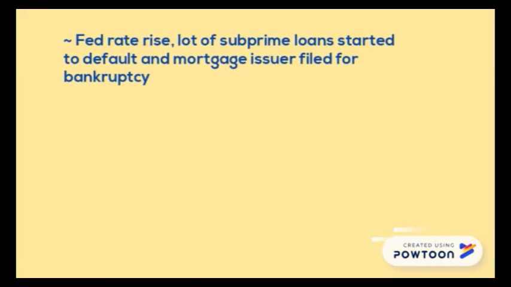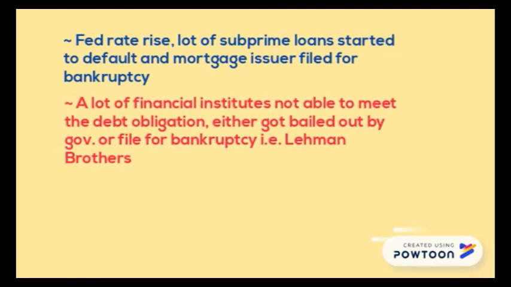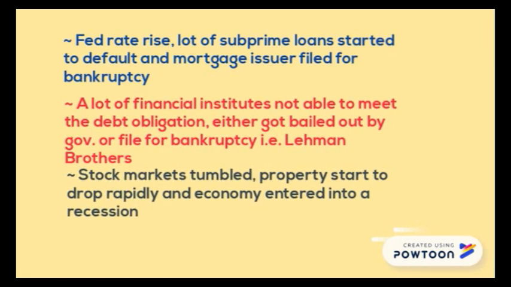When the Fed rate started rising from 2004 to 2007, a lot of subprime loans started to default and mortgage issuers filed for bankruptcy. Most of the mortgage-backed securities began to fail, and making the matter worse, CDS issuers had to be responsible for all these losses. Due to that, a lot of large financial institutes were not able to meet their debt obligations, causing many to either get bailed out by the government or file for bankruptcy like Lehman Brothers. The stock market started to tumble, and as a large number of houses were suddenly put back on the market for sale, property prices dropped rapidly and the economy officially entered into a recession.